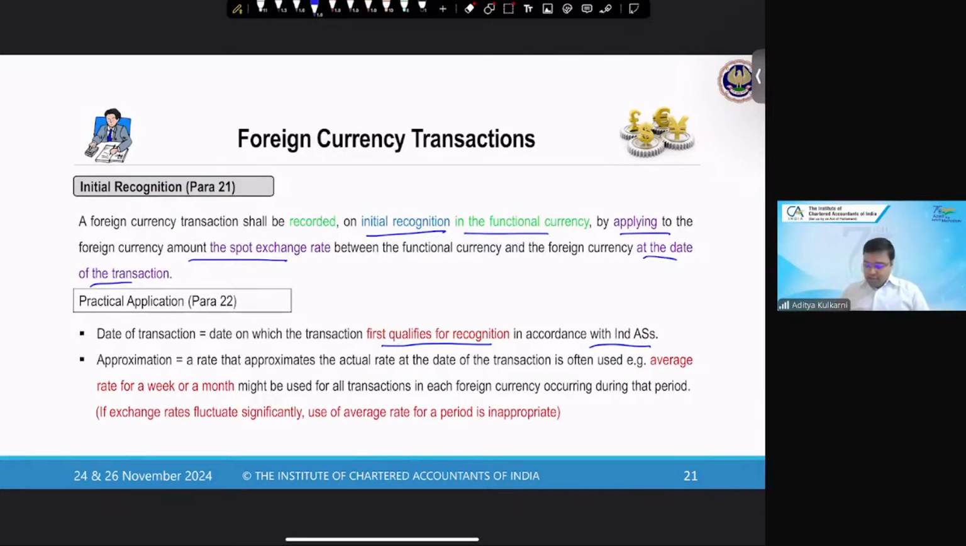Okay. Approximation: typically spot rate is the most accurate, but you can also use a rate that approximates the actual rate. For example, the average rate for a week or a month can be used for transactions occurring during that period. If exchange rates fluctuate significantly, use of an average rate for a period is inappropriate.